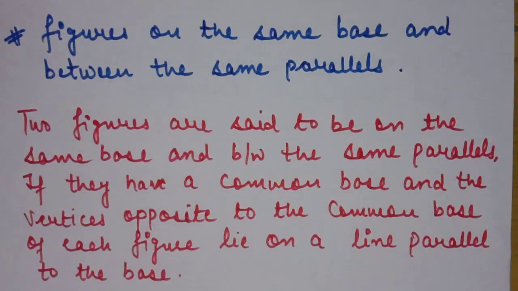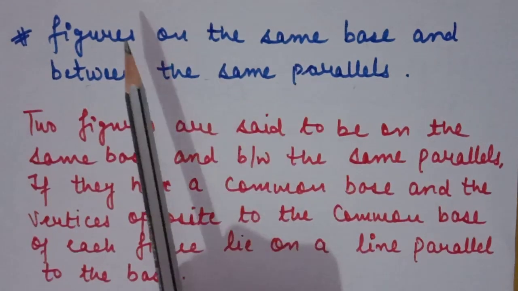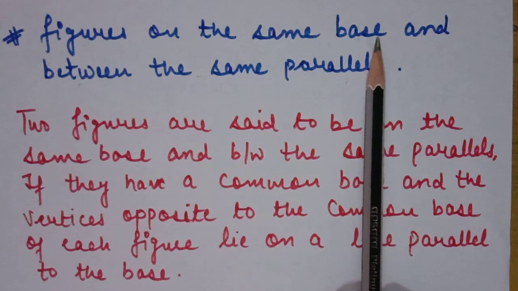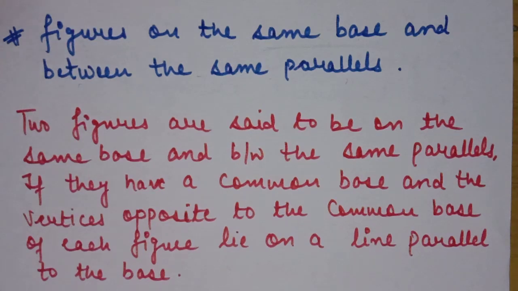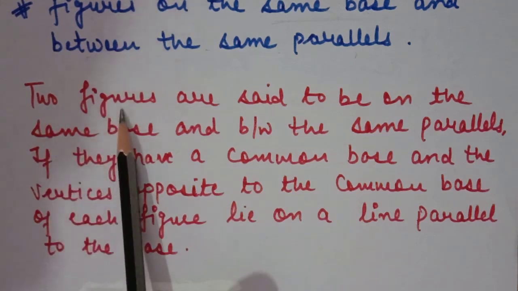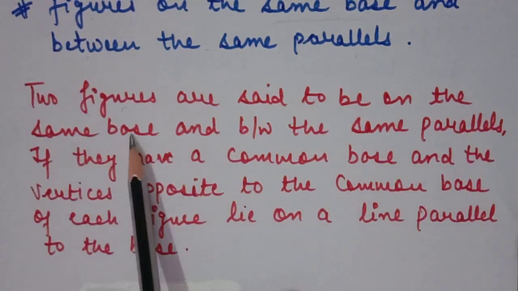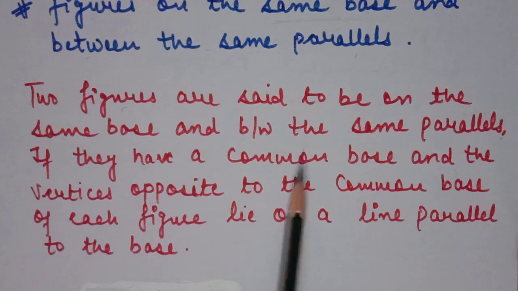Students, next topic is figures on the same base and between the same parallels. When two figures are present between two parallels and they are having a common base, then what will happen? You may be confused about how it is possible and how we will draw this diagram. Two geometrical figures are said to be on the same base and lie between the same parallels if they have a common base.